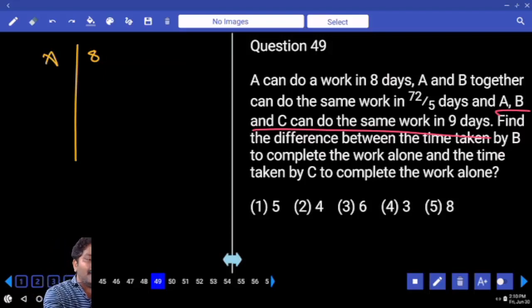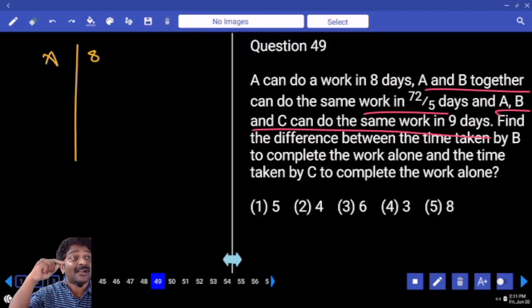Yes. Now, the other information. A and B together take 72 by 5. Is it more than 8 or less than 8? More than 8. Who are taking more than 8 days? A and B. From that, definitely we can say B is doing negative work. If B is doing positive work, A and B together will take less than 8 days. Right. That is why I am telling you this question should be given in the concept of pipes and cisterns rather than time and work. In general, in time and work, we see only positive work. Negative work comes in pipes and cisterns. If it is an outlet pipe or a leakage pipe, then it does negative work.